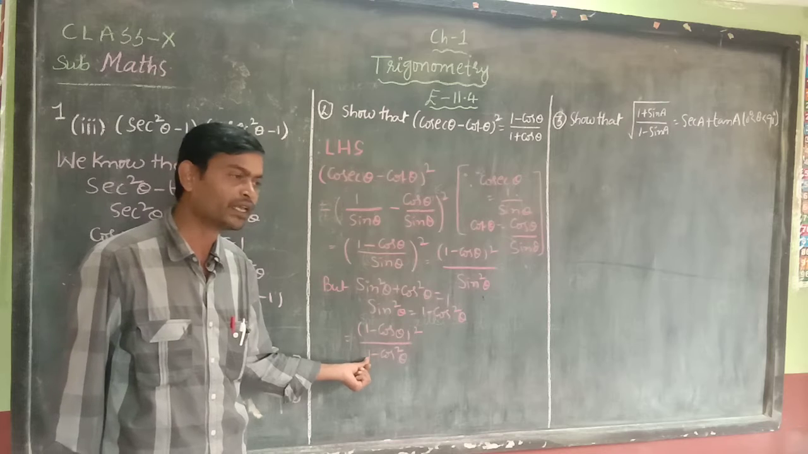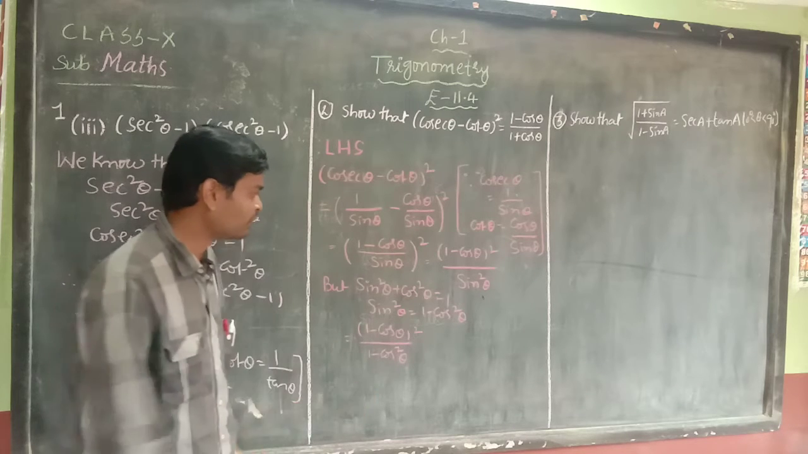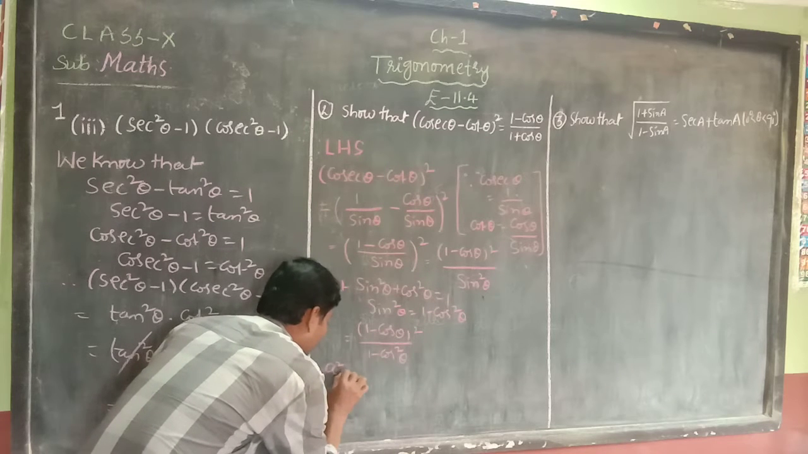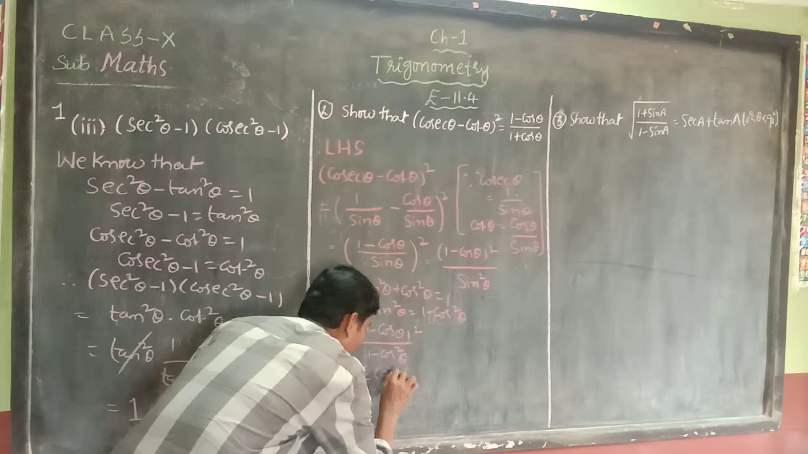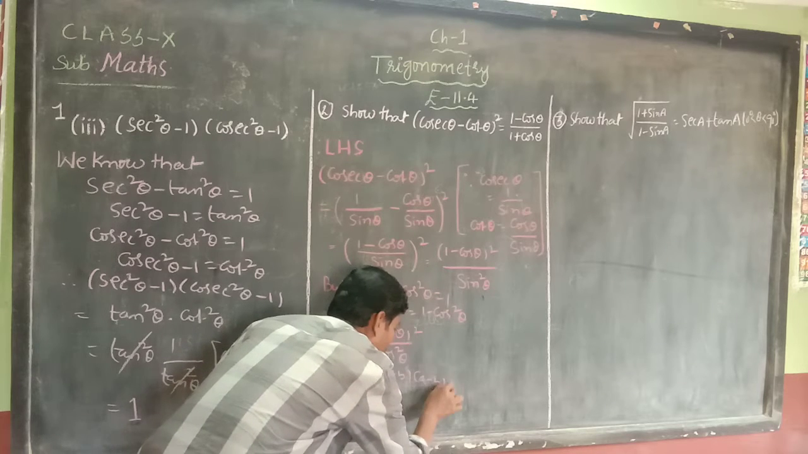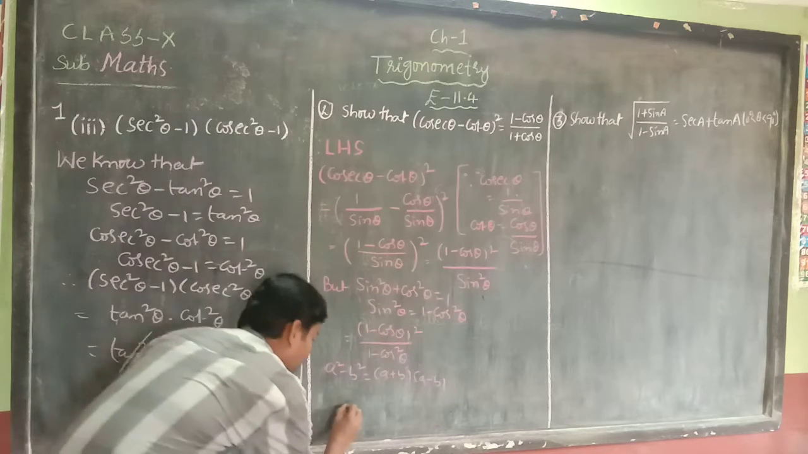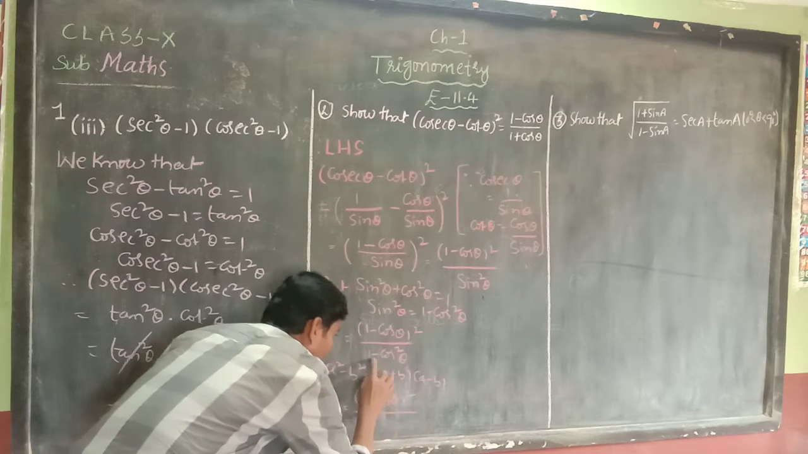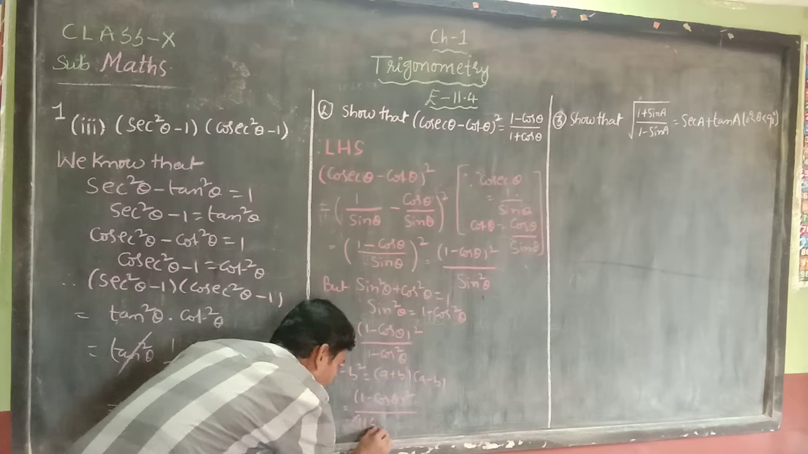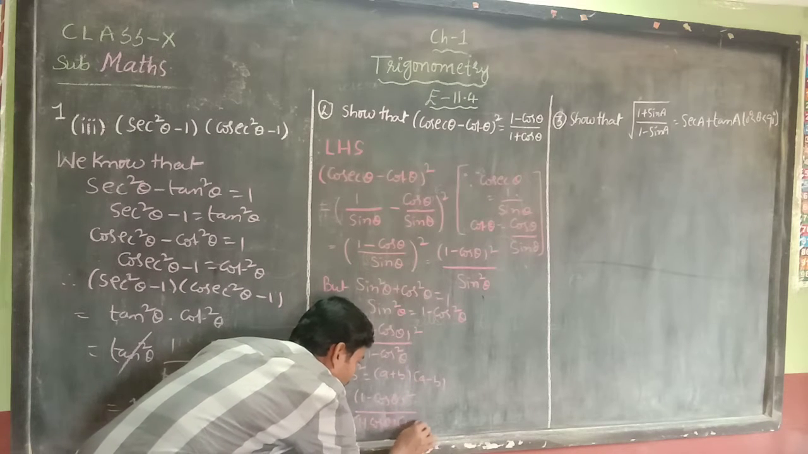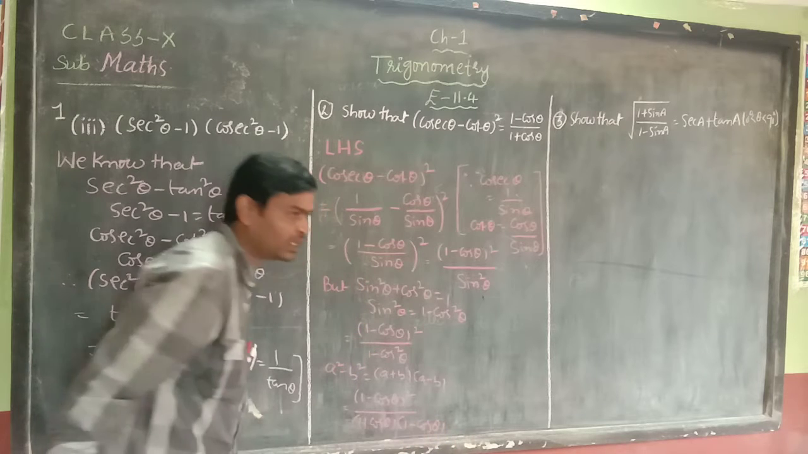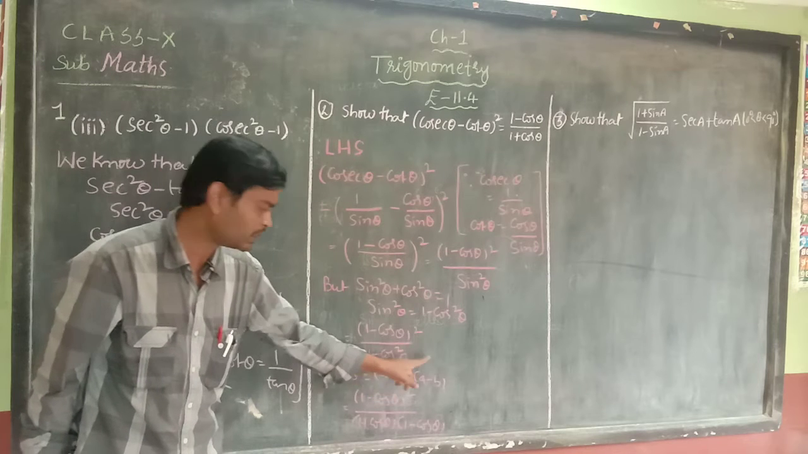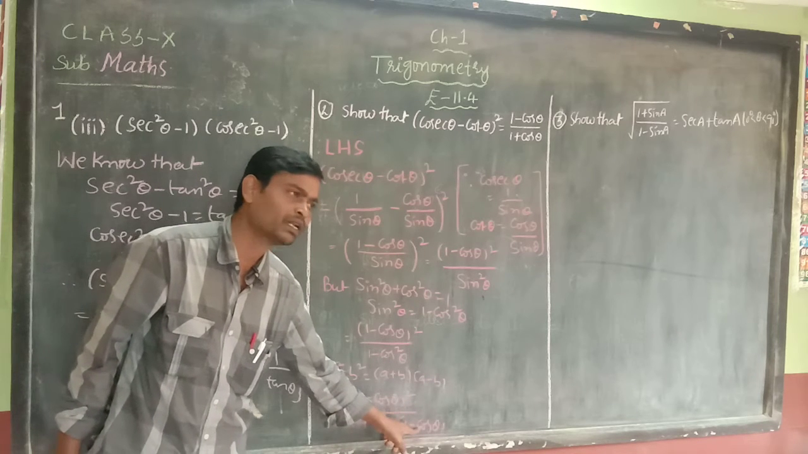1 minus cos square theta is in the form of a square minus b square. What is the formula of a square minus b square? a square minus b square is equal to a plus b into a minus b. By using this formula, instead of a we have 1, instead of b we have cos theta. So a plus b into a minus b form is 1 plus cos theta into 1 minus cos theta.